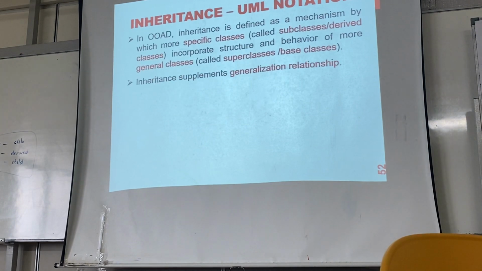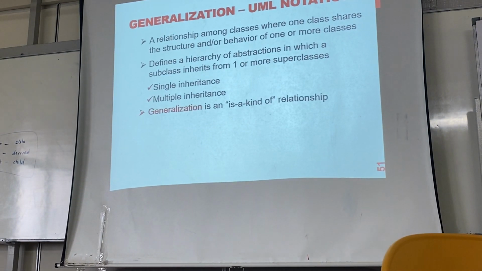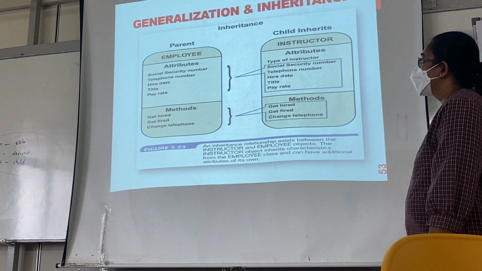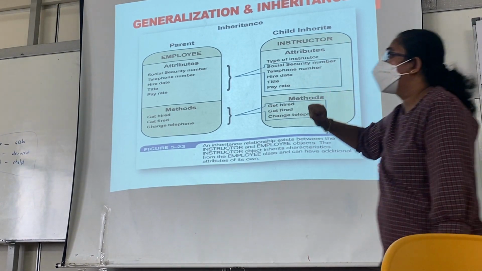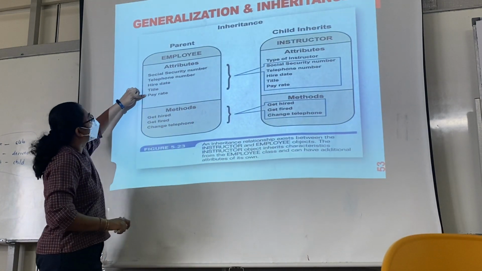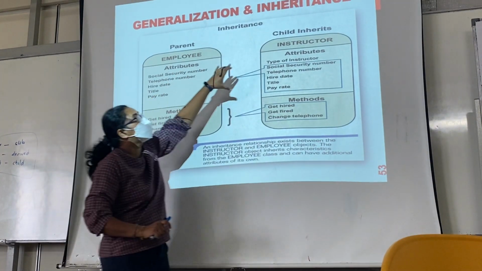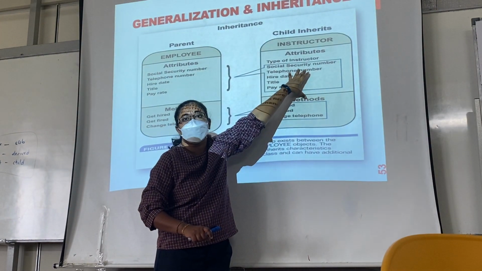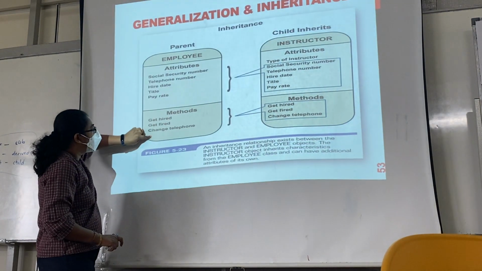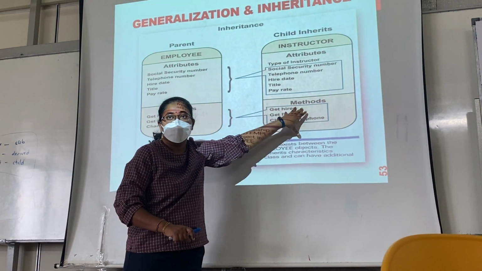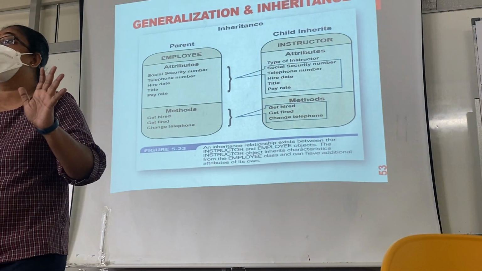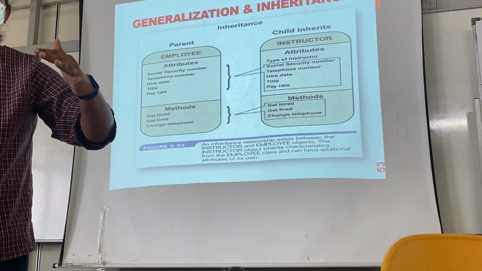Okay, now. Wait, that's what I explained already: multiple inheritance. I will show you an example to explain. Okay, now you see, class, parent, child. So what do you understand? All these attributes also belong to instructor. Do you have to write them again here? All these methods also belong to this child. Do you have to write them here? No. That's the reason we are using generalization. Why are we using generalization? You can simplify the code.